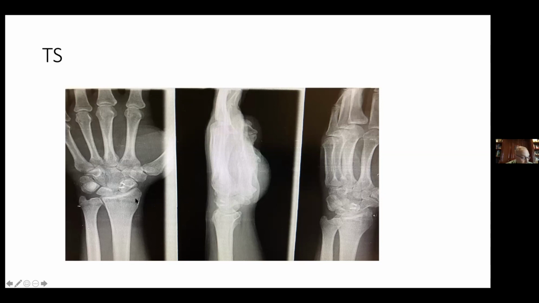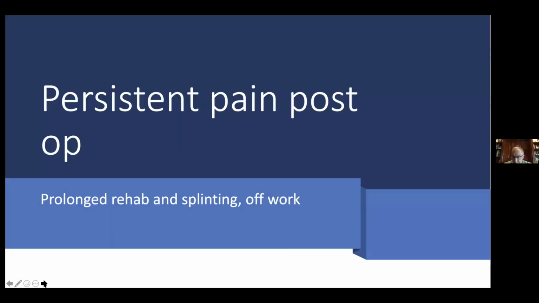What next? In the setting of a failed repair, I think it may be reasonable to try a reconstruction of the scapholunate ligament for this gentleman. Okay. So persistent pain post-op, prolonged rehab, splinting, off work. He still didn't get better.